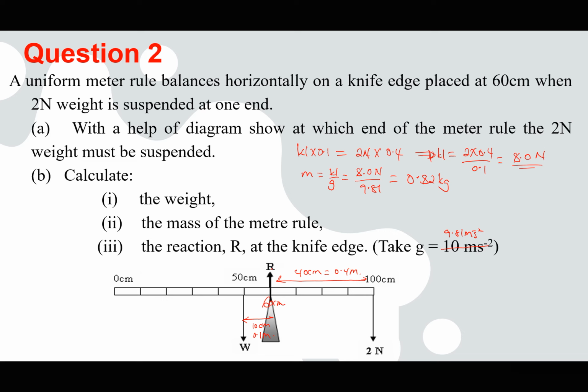Then the reaction R at the knife edge. We are going to use the first condition for equilibrium: the resultant force equals zero, so total forces upwards should be equal to total forces downwards. So R is going to be W plus 2 newtons, which is 8.0 plus 2, which gives us 10.0 newtons. So that will be R. As simple as that. Of course, I think these answers were calculated using 10, but I would prefer to use 9.81.